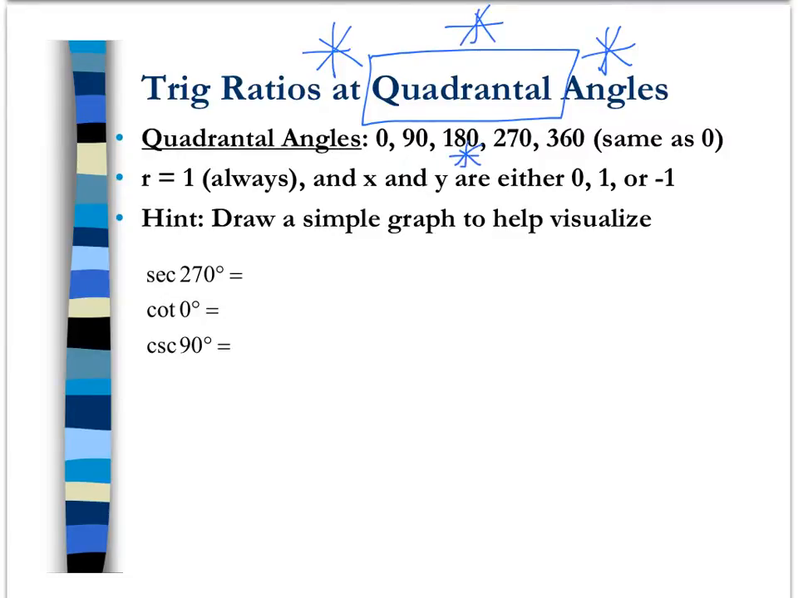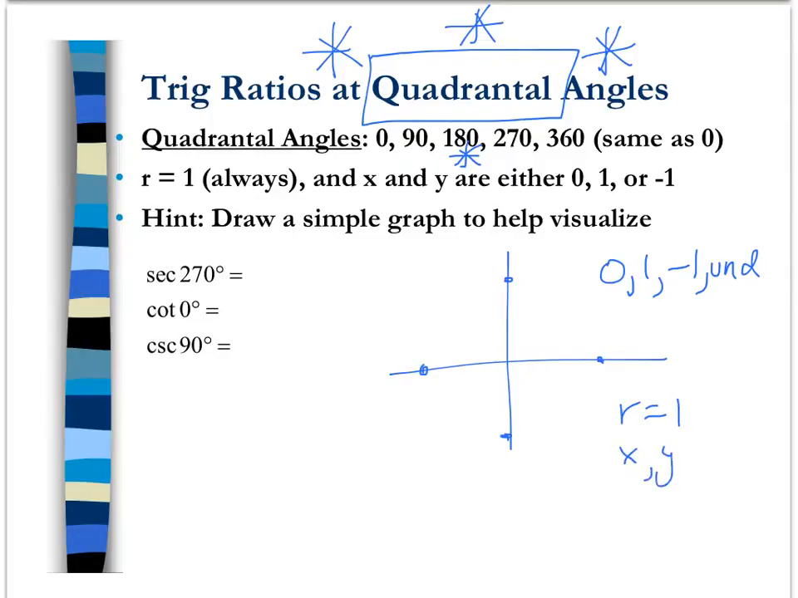When we're dealing with quadrantal angles, I suggest that you draw a quick graph and then just locate which one of the quadrant lines the angle is on. Our answer is always going to be either 0, 1, -1, or undefined. And for all of these angles, r is going to equal 1, and x and y equal 1 or 0.